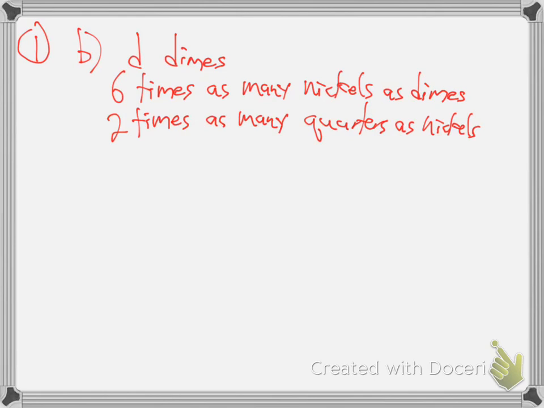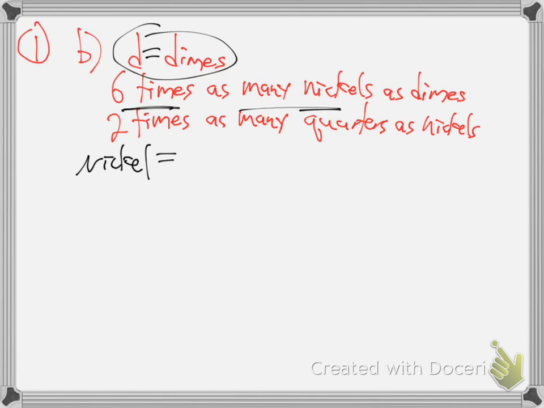Can you write a formula? So we already got the one for D. D is dimes. We got that. Now, can you write a nickel formula? Let's start with that. Let me give you a second. Write a nickel formula. All right. So what's the nickel formula? 6 times as many nickels. It's just 6D. We good?